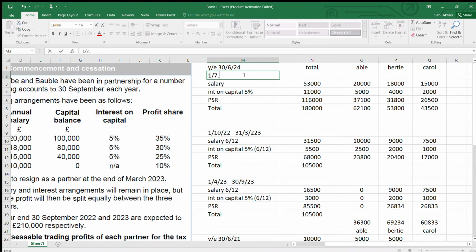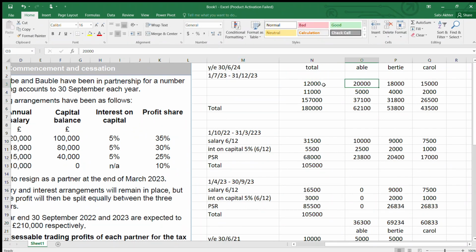1st of July 23 to 31st December 23, for 6 months. So we have to take 6 months of 24,000, which will be divided equally. So here it will be 12,000. They have not given any salary or anything. This will be divided equally: 4,000, 4,000, 4,000.